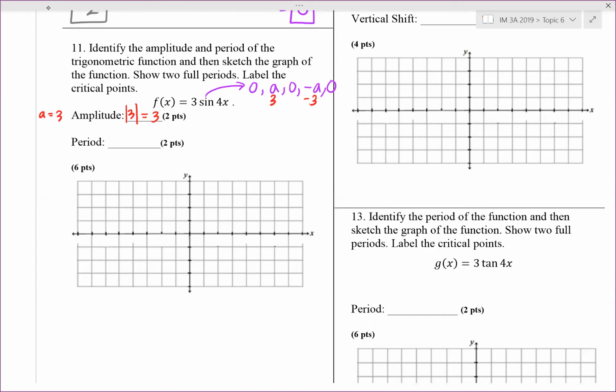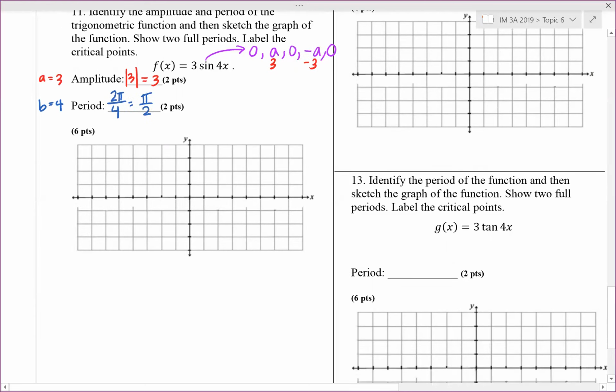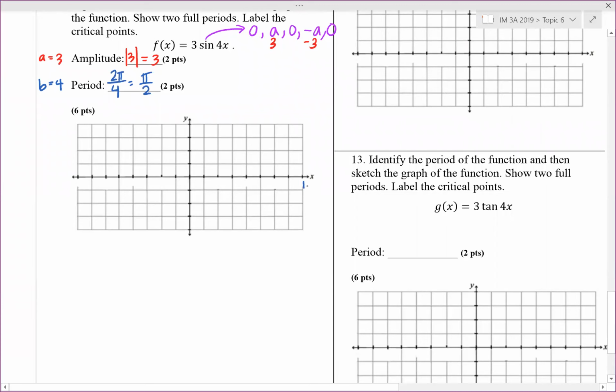For the period, for sine and cosine, remember that we take the b value, in this case b is 4, and we divide 2 pi by that number. So sine and cosine is always 2 pi over the b value. In this case, if I reduce that, it's going to be pi over 2. So pi over 2 goes in the last x value, and that means I'll have negative pi over 2 on the last value for the negative side.